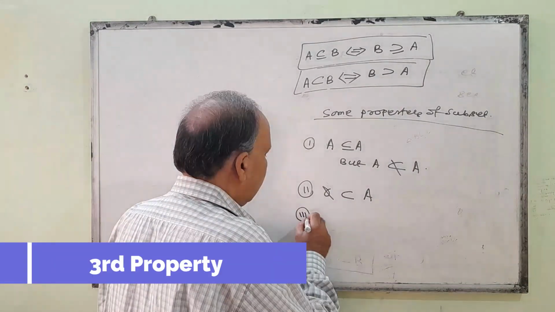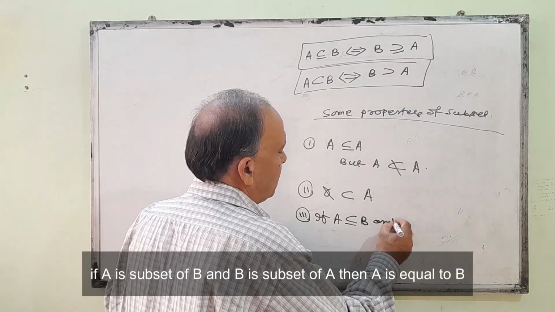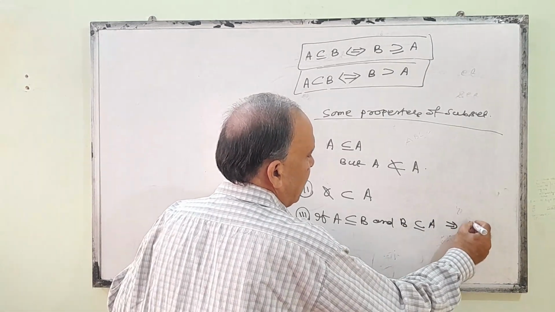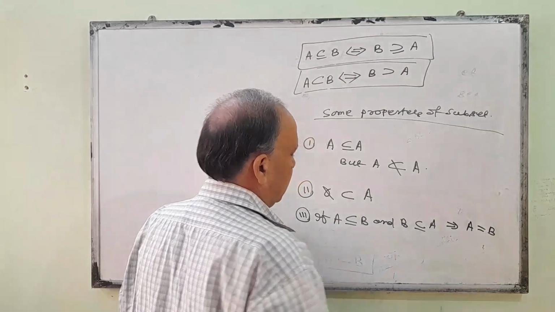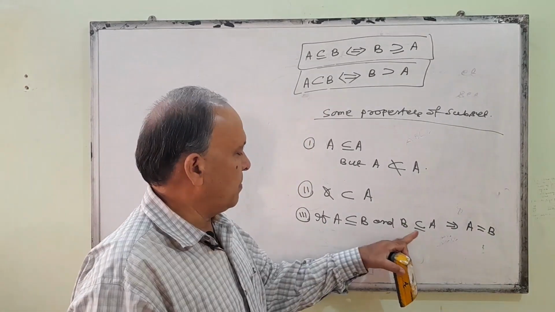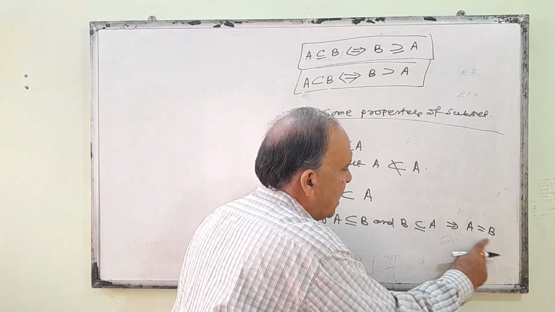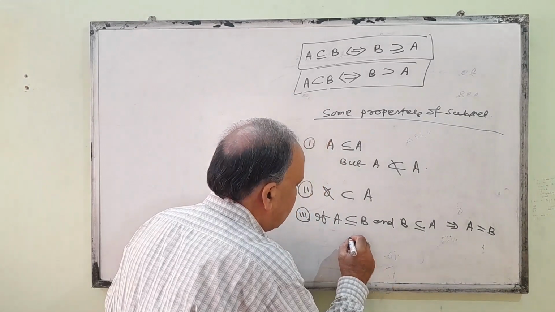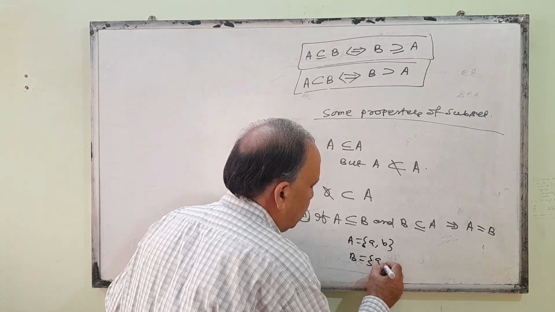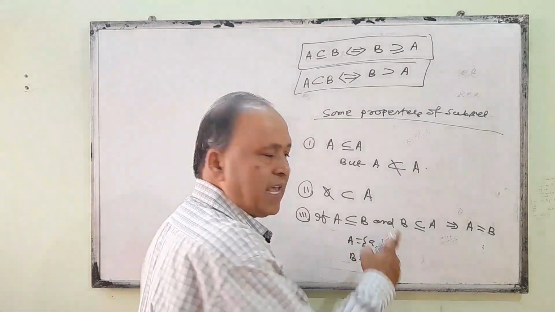Third point: if A is a subset of B and B is a subset of A, this implies that A is equal to B. Remember this. Suppose A equals {a, b} and B equals {a, b}. Here A is a subset of B and B is a subset of A. We can say A is equal to B.